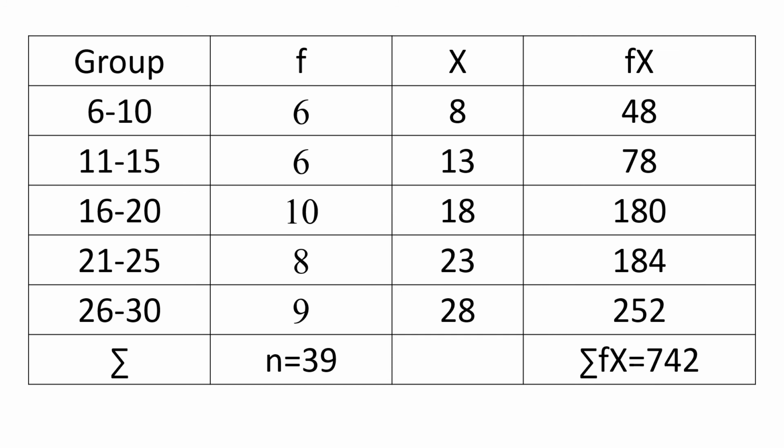Now what we need, according to the equation, is the product of f and x. We multiply the f column by the x column. So 6 multiplied by 8 is 48, 6 multiplied by 13 is 78, 10 multiplied by 18 is 180, 8 multiplied by 23 is 184, and 9 multiplied by 28 is 252. Now we leave the two columns, group and x, because we don't need the sum of those values. We just sum the f column, which is the total, and we sum the fx column, which we need, that is 742.